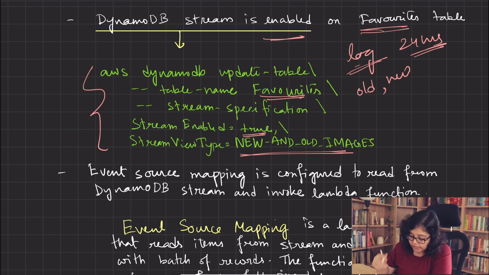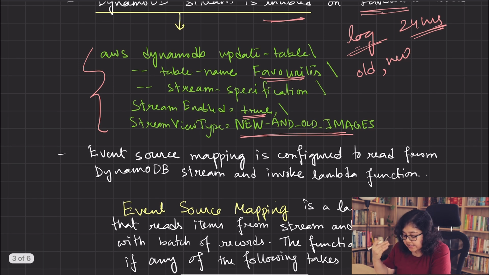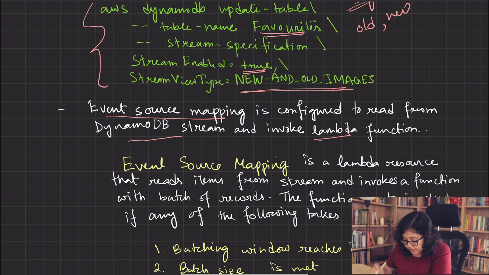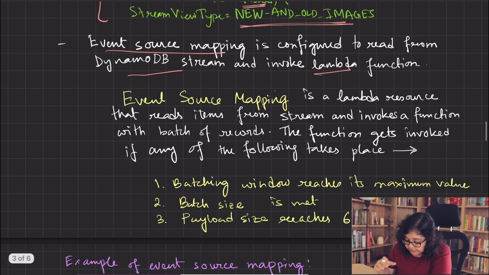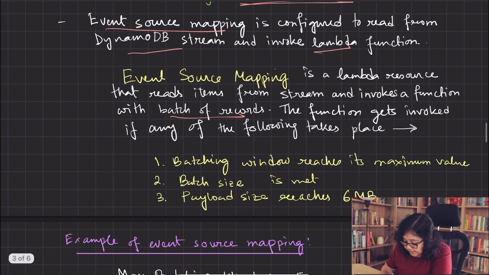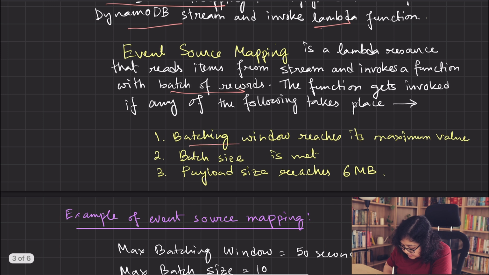Once the DynamoDB Stream is enabled, the next step is to configure event source mapping between DynamoDB Stream and Lambda. If you configure event source mapping, then you will invoke the Lambda with a batch of records depending on the batching window and batch size, once you satisfy any of these three conditions.